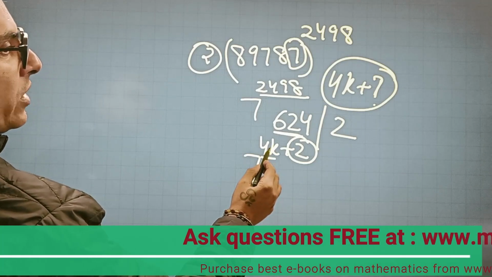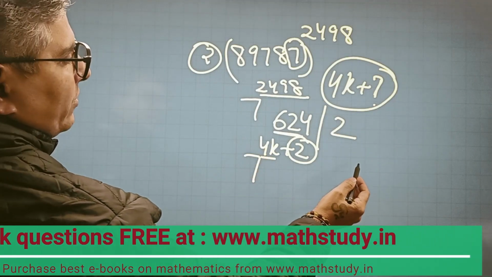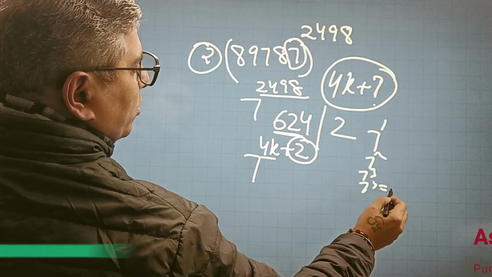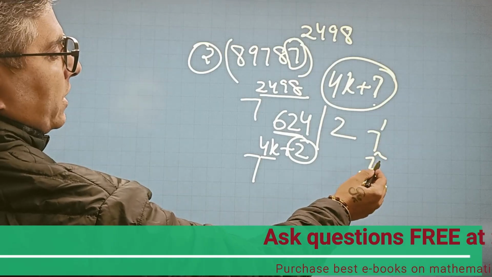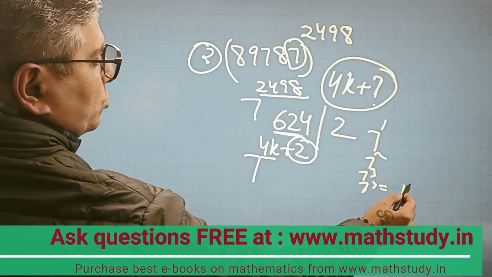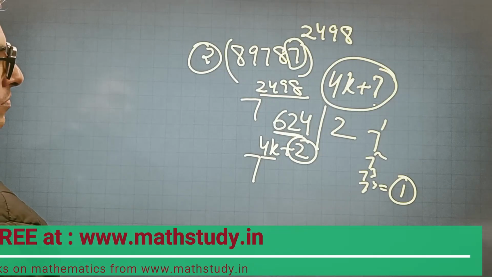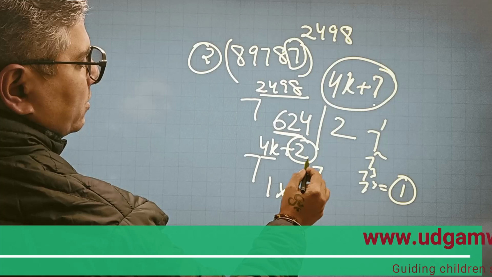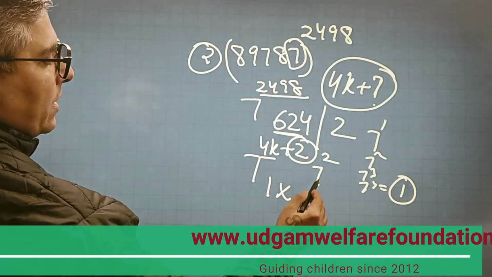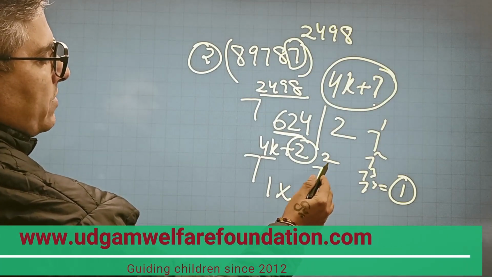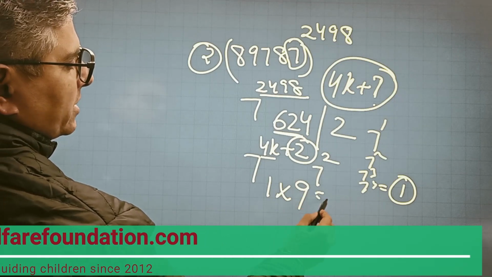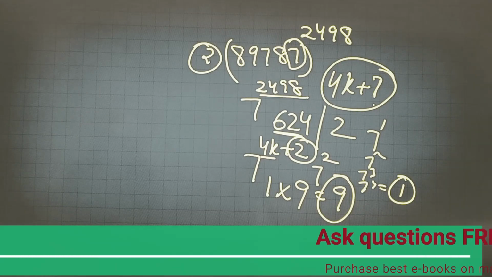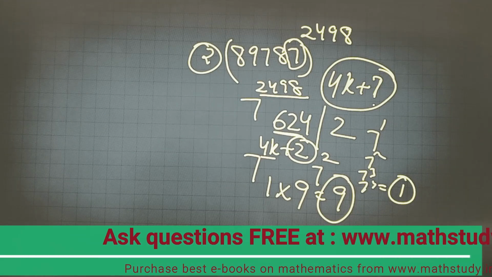7 raised to the power 4k is going to give you what we have discussed. 7 raised to the power 1, 7 raised to the power 2, 7 raised to the power 3, 7 raised to the power 4 will give you what? 7 7s are 49, 9 7s are 63, 7 3s are 21. So it gives you 1 at the unit place. So 7 raised to the power 4k will give you 1, and 7 raised to the power 2 will give you 7 7s are 49, that is 9 at the unit place, and you get your answer 9. So after expanding this number, you get 9 at the unit place.